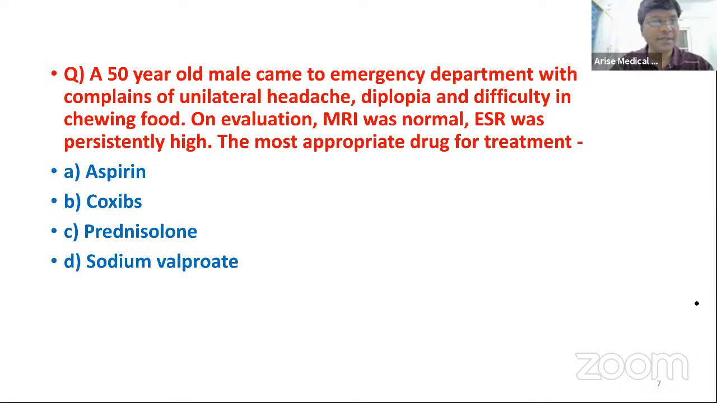We have a 50-year-old man who came to the emergency department complaining of unilateral headache, diplopia, and difficulty in chewing food as well. On evaluation, MRI was normal and ESR was persistently high. What is the most appropriate drug for treatment? Aspirin, Coxeps, prednisolone, sodium valproate. What do you think is the most appropriate drug for the treatment?